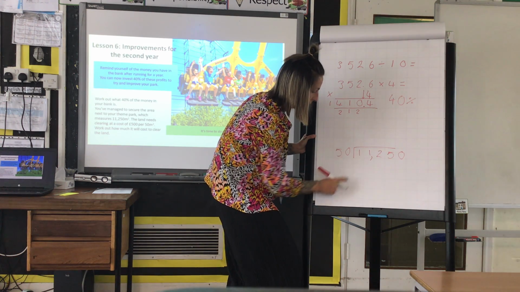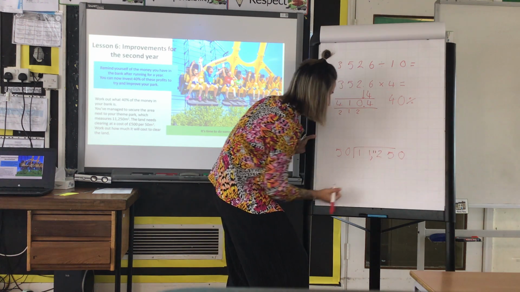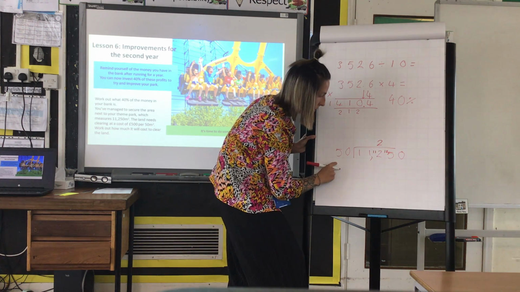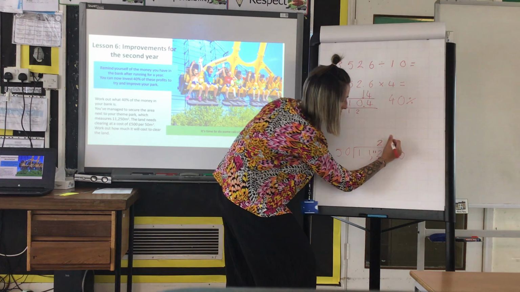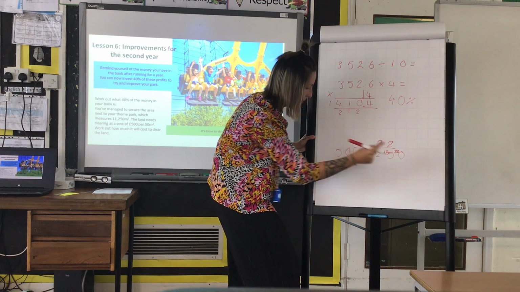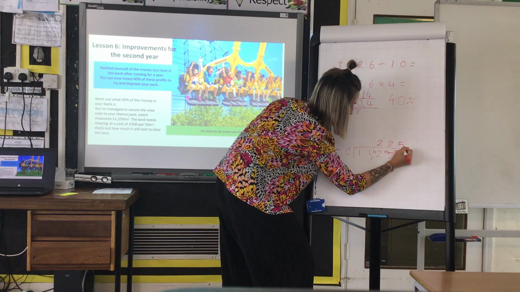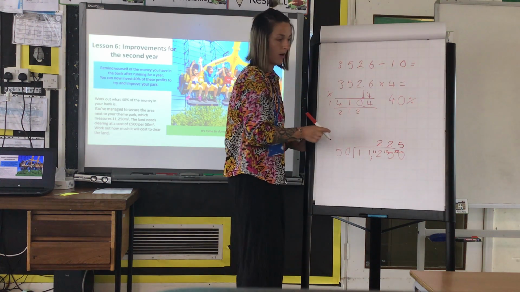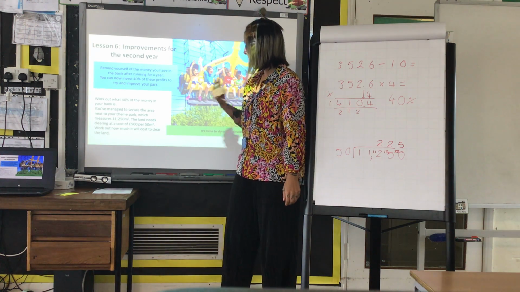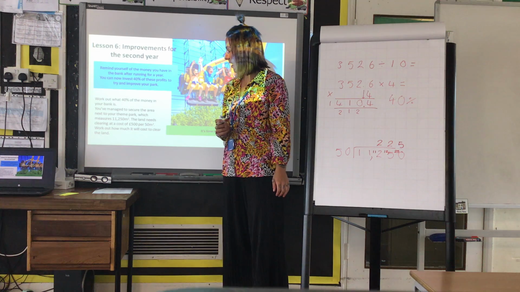Okay, so 50 can't go into 1, 50 can't go into 11, 50 can go into 112, and that's twice, with 12 left over. 50 can go into 125, twice, with 25 left over. And then 250 divided by 50 goes in 5 times. Okay, so that's how much then we need to multiply by 500 to work out how much it will cost to clear the land, because each square, as I mentioned, is costing £500.